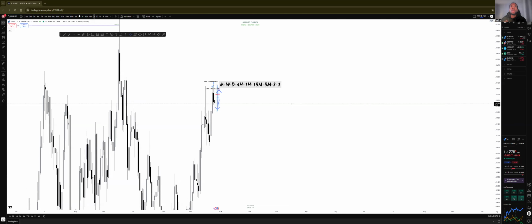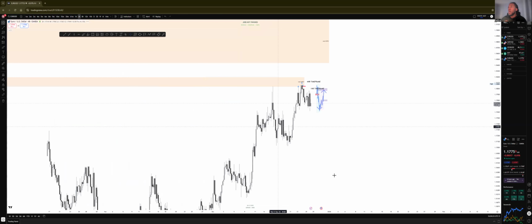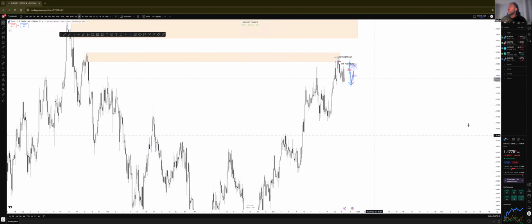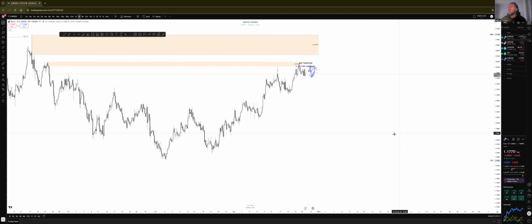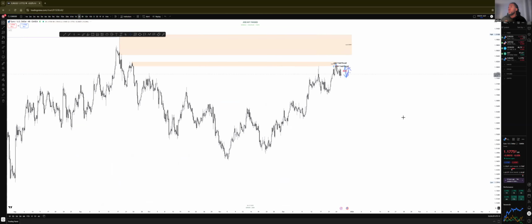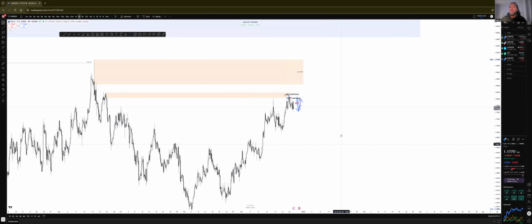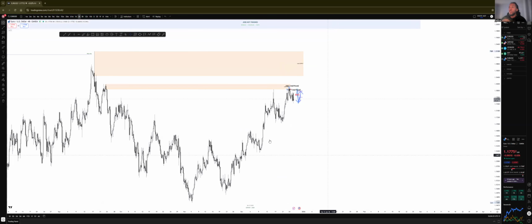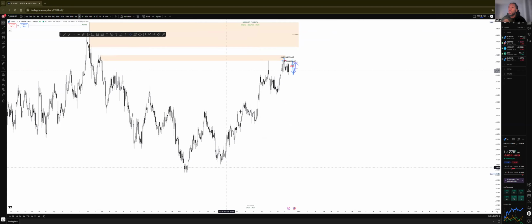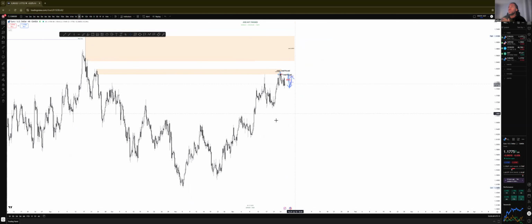Oh, okay, I just went to the 4 hour now. Even though on the monthly we saw that we were bearish, we were bullish internally on that retracement. But the 4 hour is telling me what? Low, high, low, high, low. Okay, so the 4 hour is telling me we're still bullish.